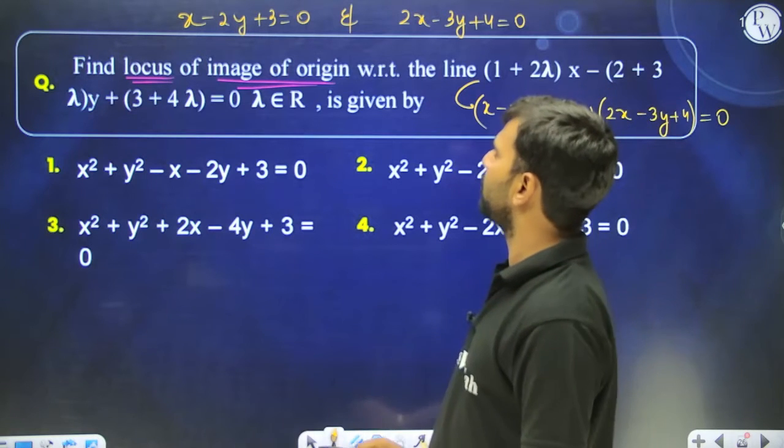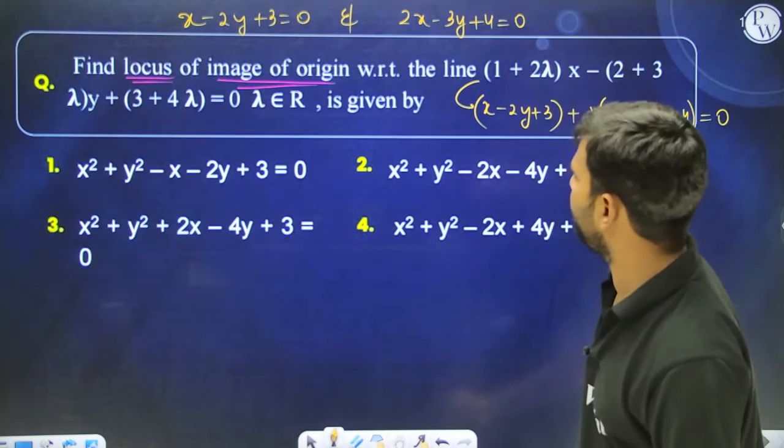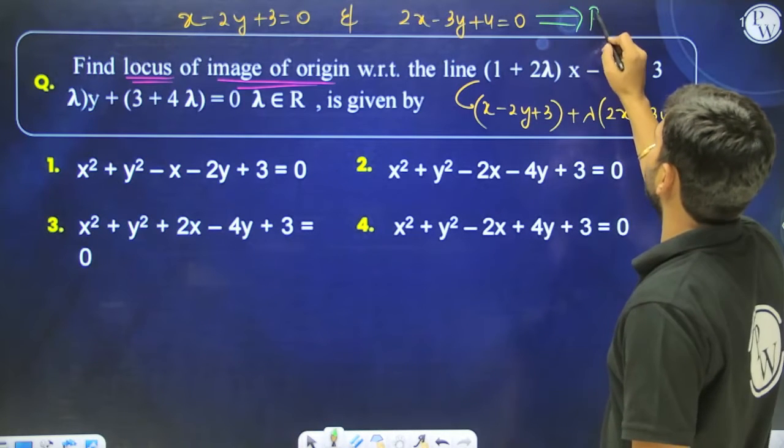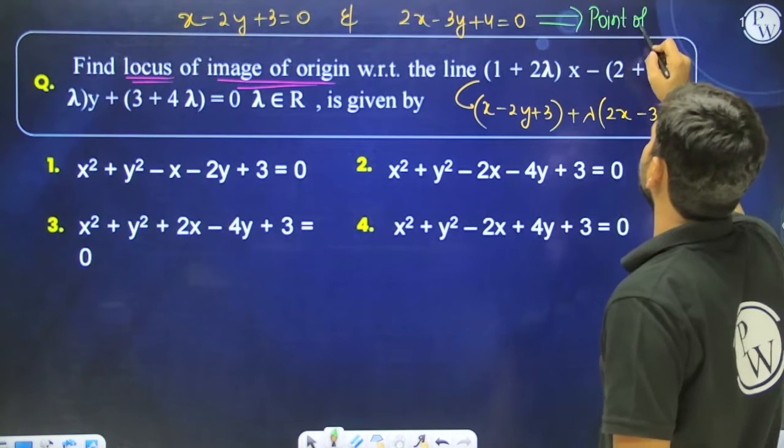Yes, let me talk about this. (1, 2) is the solution. Yes, seems correct to me. The point of intersection of these two lines is (1, 2). Yes or no?